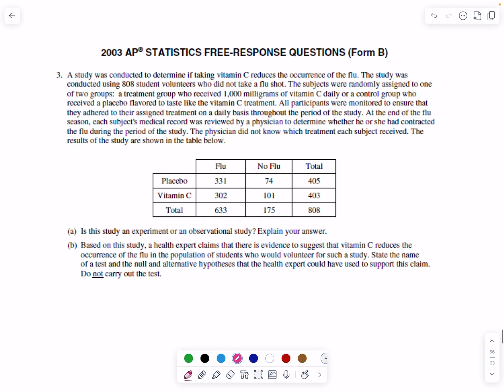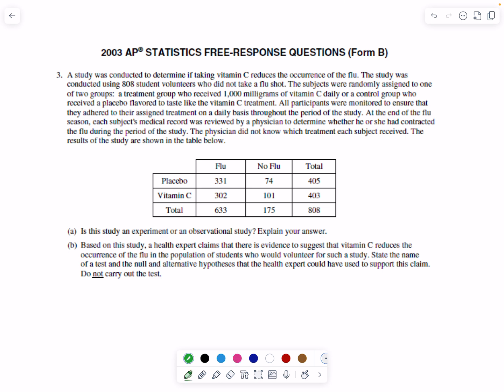And the next question is 2003 and number 3. So for this question, it's actually asking, first of all, is this an experiment or an observational study? So an experiment is when you have a treatment, and an observational study is just when you are actually watching it and you're not doing anything. Well, let's kind of read and see what we're going to be looking at.